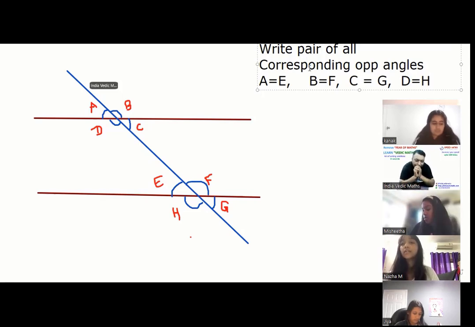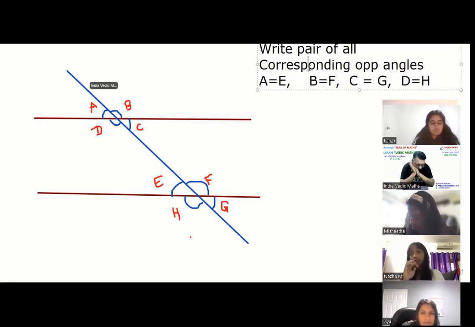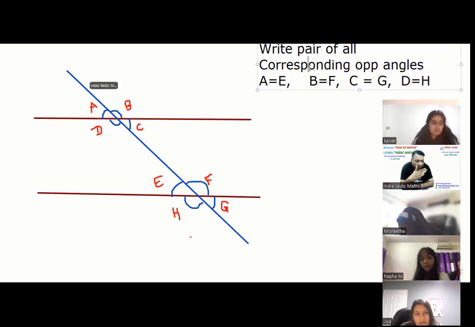Now, yes, please. How is it C and G? How is it C and G? Who will explain? Dhruvansh or Jia? Let Jia explain. Jia, how is it C and G? Okay, so C is on the right side of the blue line, and G is also on the right side of the blue line. And it's on the bottom. Both of them are on the bottom. Both are on the right side, because corresponding angles are always on the same side.